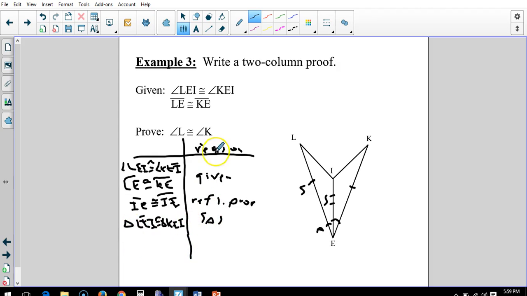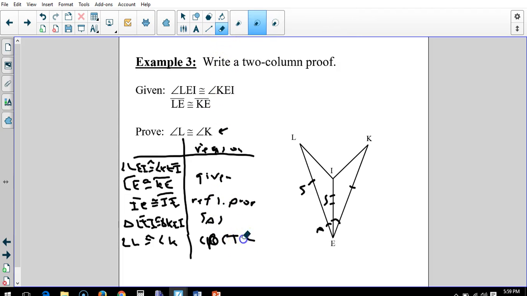Now, that is not our goal, though. Notice our goal is to prove that L and K are the same. Well, we can do that now. Angle L is congruent to angle K because corresponding parts of congruent triangles are congruent. Let me try that again, a little sloppy there. Corresponding parts of congruent triangles are congruent. So once we prove here the triangles are congruent, we can prove any part.